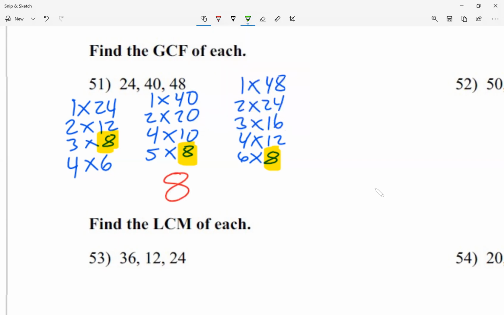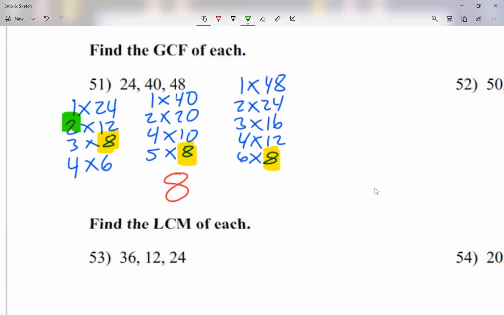There were other factors. Let me highlight that 2 was also a common factor. 4 was also a common factor. 1 was a common factor, right? There were many common factors. Common factor means that it's a factor of all of them. But I'm not just looking for any common factor. I'm looking for the greatest, the biggest common factor. And in this case, like I said, it happens to be 8.